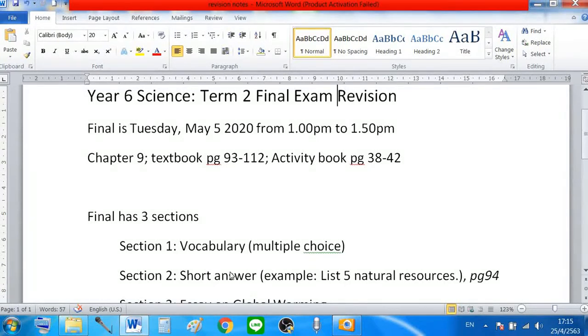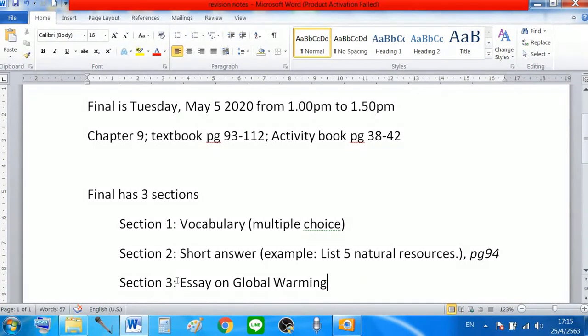Section 2 is a short answer. For example, list 5 natural resources. And then there will be 5 blanks, and you write the 5 natural resources from page 94. And Section 3 is an essay on global warming. This is primarily from the activity book. We discussed global warming for several days, so check your activity book and you will be able to answer that question, no problem.